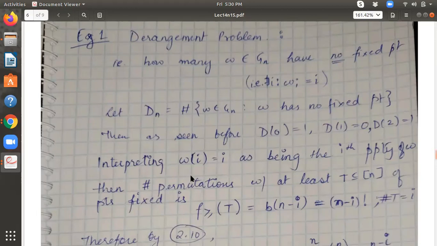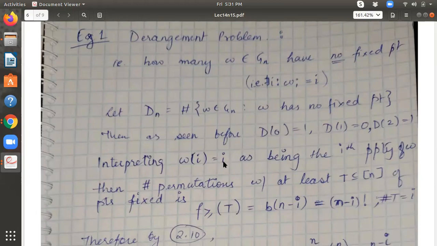Yes. So if you interpret w(i) equal to i as being the ith property of w, then what you're really asking is that you're asking this property to fail. Isn't that so? Yes. So the number of permutations with at least t properties, which is by definition the number of permutations which have at least t many fixed points, right? w(i) equal to i means i is a fixed point, first of all.